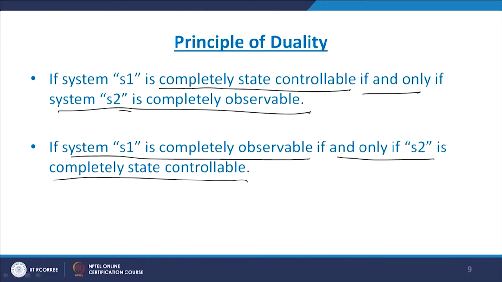S1 is the one system, so that is why I have written S1 here. For S1 we have to take one model. Suppose this model is represented by x dot equal to Ax plus Bu and y equal to Cx. This is system S1. A is the system matrix, B is the input matrix, C is the output matrix.